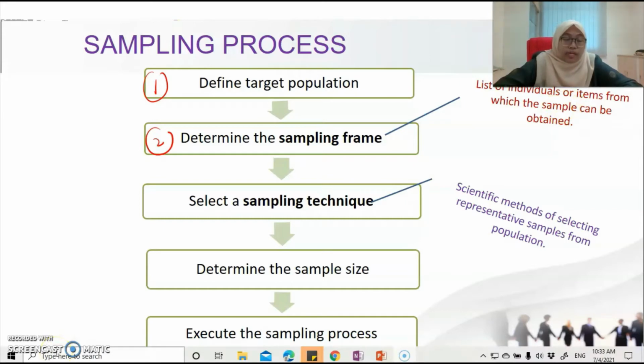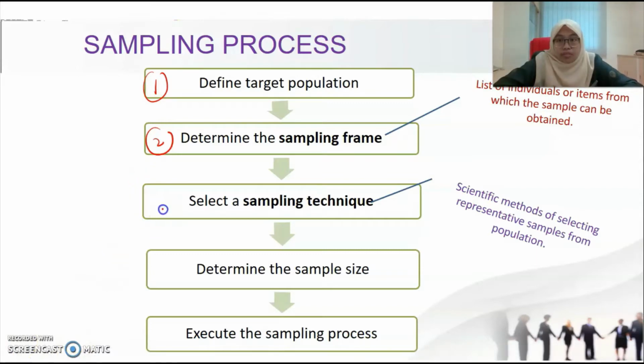For example, if my study is about the smoking habit among ITM students, my sampling frame should be the list of all students in the ITM. Okay, the next step is to select a sampling technique. Sampling technique is a scientific method of selecting representative samples from the population. We will look at the sampling techniques later. The next step is to determine your sample size, and the last step in the sampling process is of course to execute the sampling process.